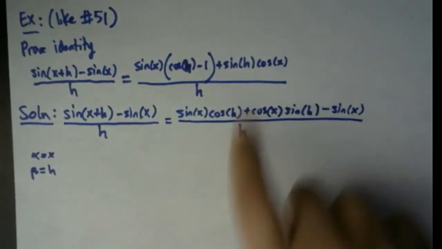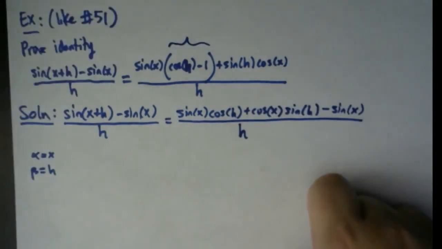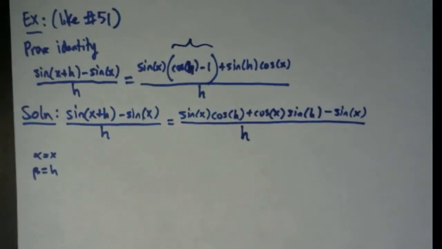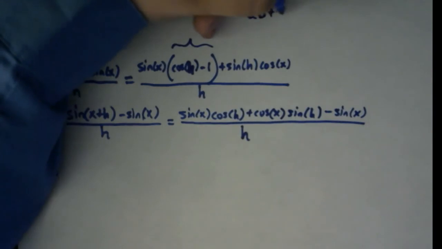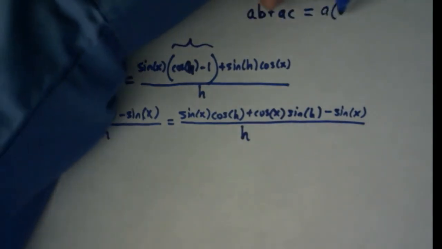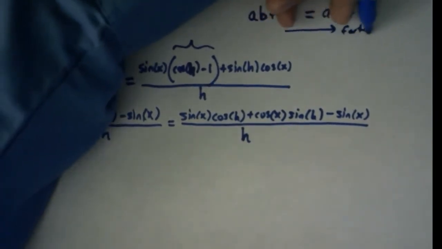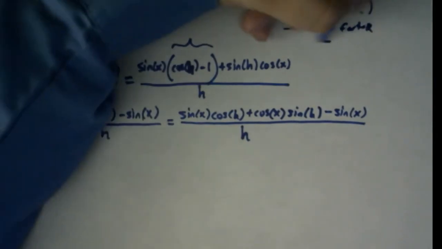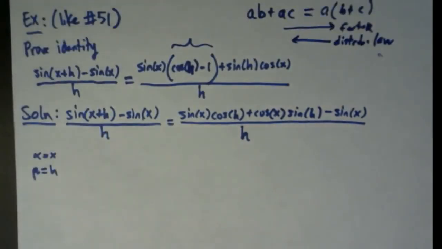Now we're most of the way to this right-hand side, but there's this thing in parentheses here that's essentially factored. So we have a basic factoring situation, which is really just the distributive law backwards. So this way is called factoring, and then this way is called distributive law. Okay, but they're both the same process.